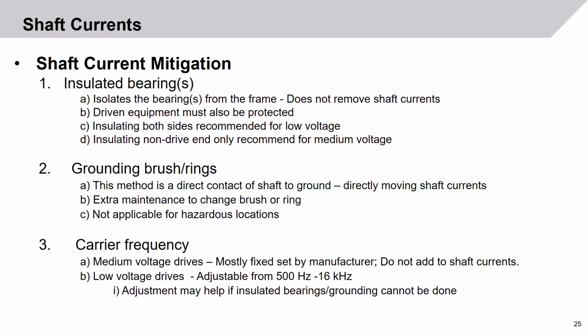The third method, which really is a last resort, is a carrier frequency adjustment. Now, this is mainly for low voltage drives. For medium voltage drives, since the carrier frequency does not typically add to shaft currents, it will be set by the manufacturer and cannot be changed. However, low voltage drives can be adjusted from 500 hertz to 16 kilohertz. Again, this is a last resort, and we think that carrier frequency should not be changed unless insulated bearings and or shaft grounding cannot be done.